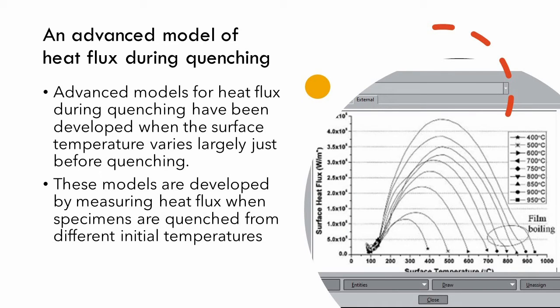An advanced model of heat flux during quenching can also be developed for more accurate results. Advanced models for heat flux during quenching have been developed when the surface temperature varies largely just before quenching. These models are developed by measuring heat flux when specimens are quenched from different initial temperatures.